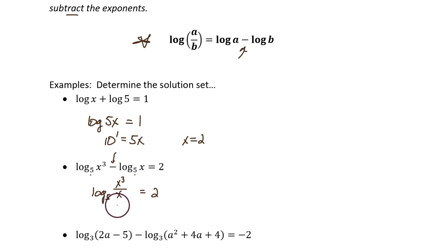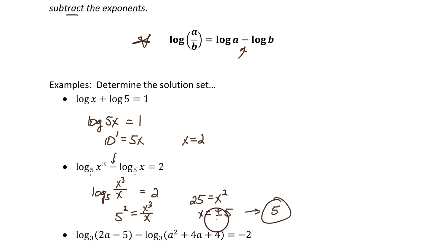To solve this logarithm equation, make the corresponding exponential function. The base of 5 raised to the second power is equal to the x cubed over x. This makes 25 equals x squared. Therefore, x equals positive or negative 5. When we check our two answers in the original equation, we find out that we can keep the positive answer, but we can't use the negative answer.